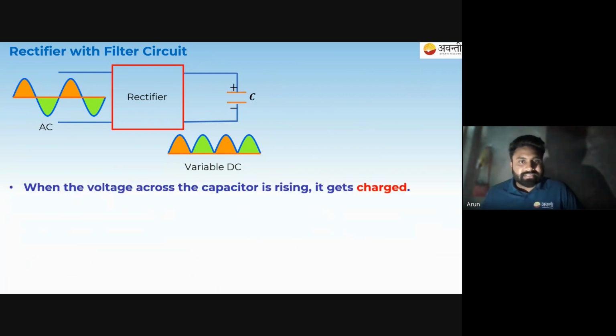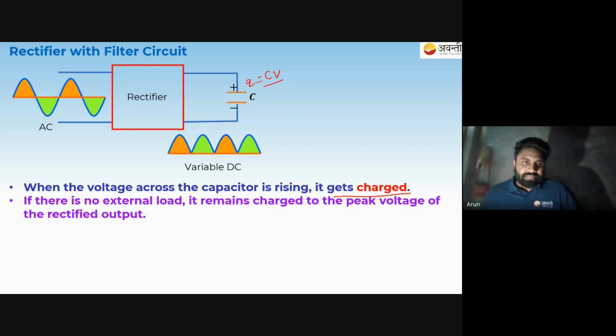So when the voltage across the capacitor is rising, it gets charged. As soon as the full wave rectifier we have used allows the current, the charge will be stored across the plates of this capacitor, which is Q equals CV. Okay. And this gets charged. Now, if there is no external load, it remains charged to the peak voltage of the rectified input. Okay. Because there is no connection to discharge it. There is no load connected to it. So this will remain charged.